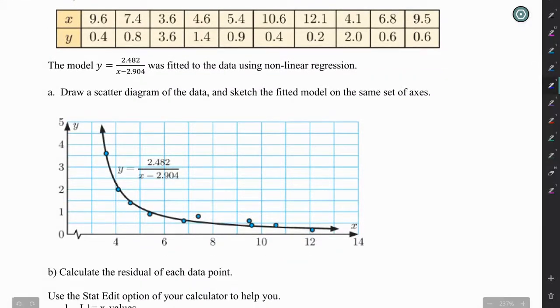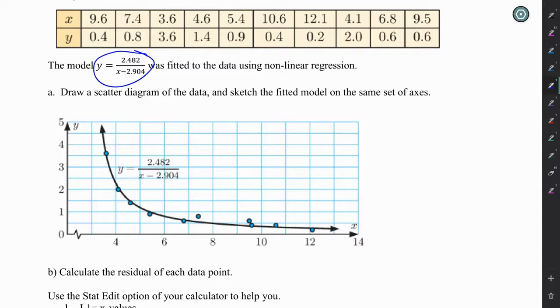So let's take a look at this example together. We're given X and Y values in a table, and you can look over the data. And then from that data, they said, okay, this is the model that fits the data.